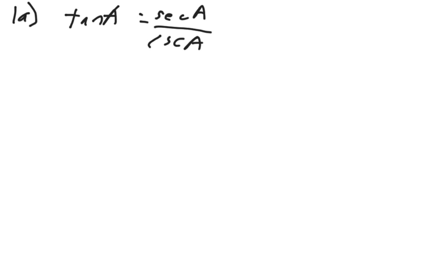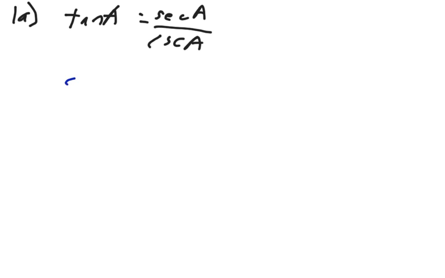Alright, here's 7-2. I'm going to do example 1 on this video, example 2 on the next video. And all of the things that I'm using come from 7-1 notes. So any of the formulas, if you want to know where they came from, we use them on the 7-1 notes. So in 1a we had tangent A equals secant A over cosecant A.